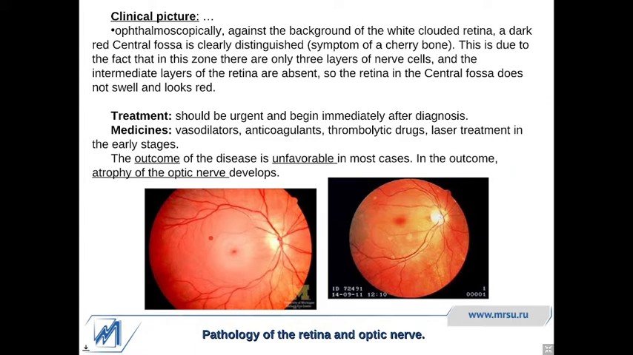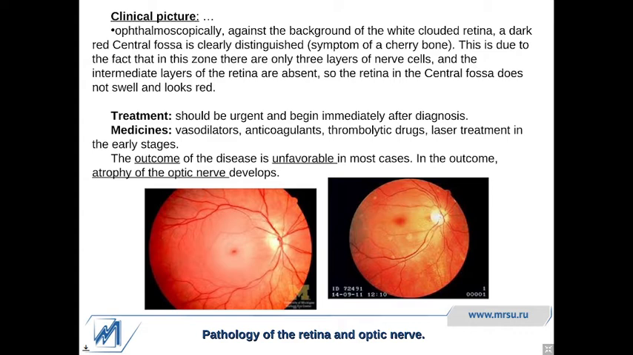Due to the absence of intermediate layers in the central fossa in the fovea, it doesn't swell. But other parts of the retina become swollen. So what we see is the same red, while the other part is very pale due to swelling. So it is named the symptom of the cherry red spot. It's not hemorrhage.